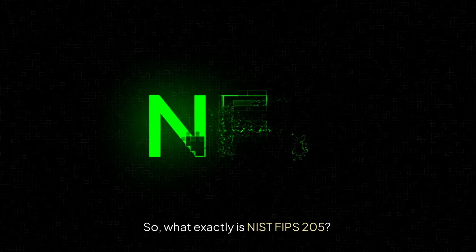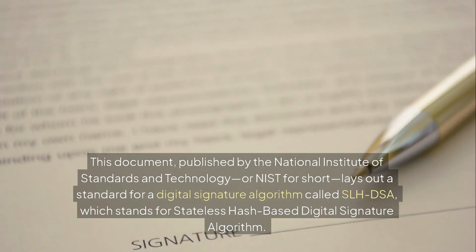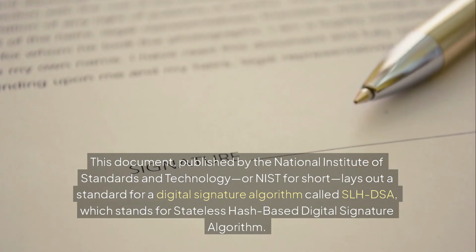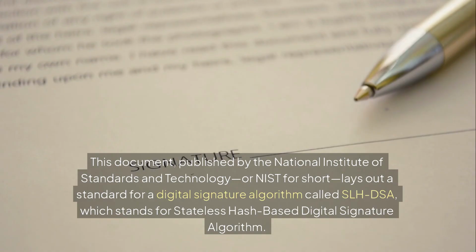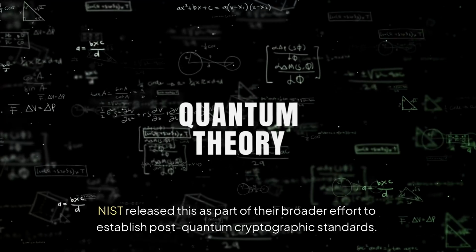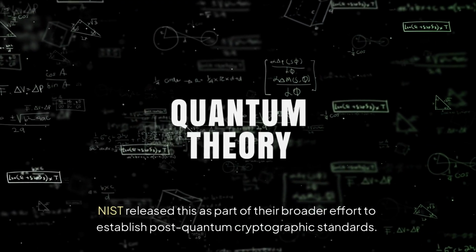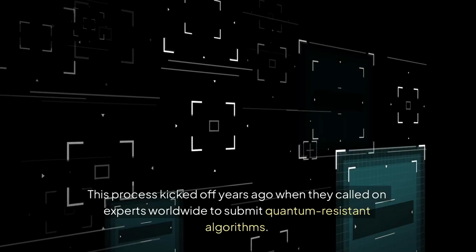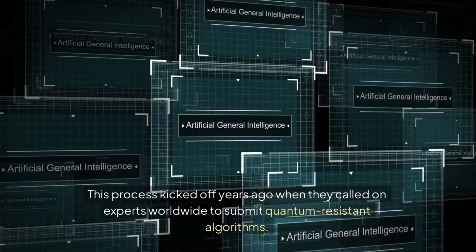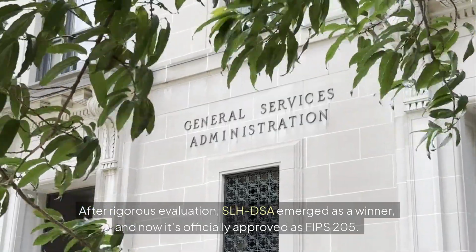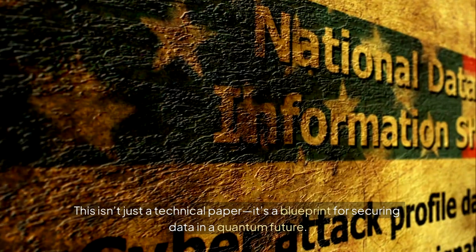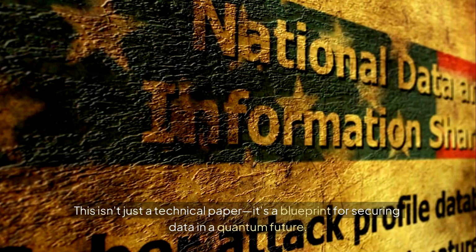So what exactly is NIST FIPS 205? This document, published by the National Institute of Standards and Technology, or NIST for short, lays out a standard for a digital signature algorithm called SLH-DSA, which stands for Stateless Hash-Based Digital Signature Algorithm. NIST released this as part of their broader effort to establish post-quantum cryptographic standards. This process kicked off years ago when they called on experts worldwide to submit quantum-resistant algorithms. After rigorous evaluation, SLH-DSA emerged as a winner, and now it's officially approved as FIPS 205. This isn't just a technical paper, it's a blueprint for securing data in a quantum future.